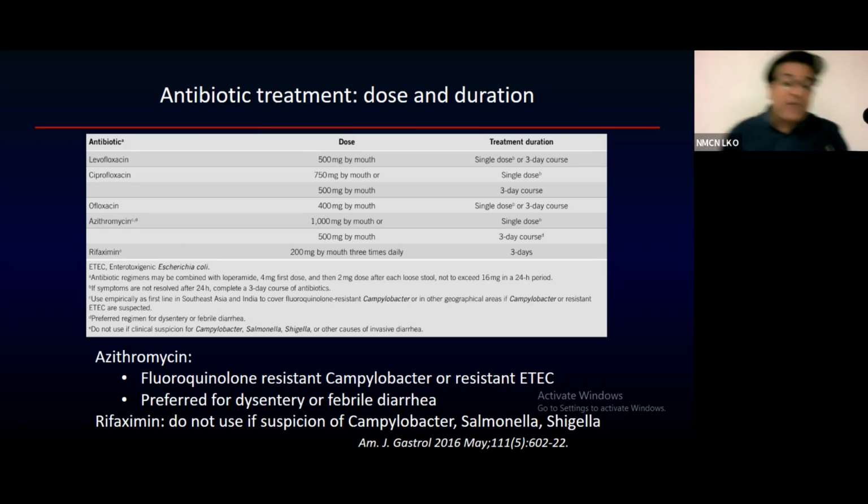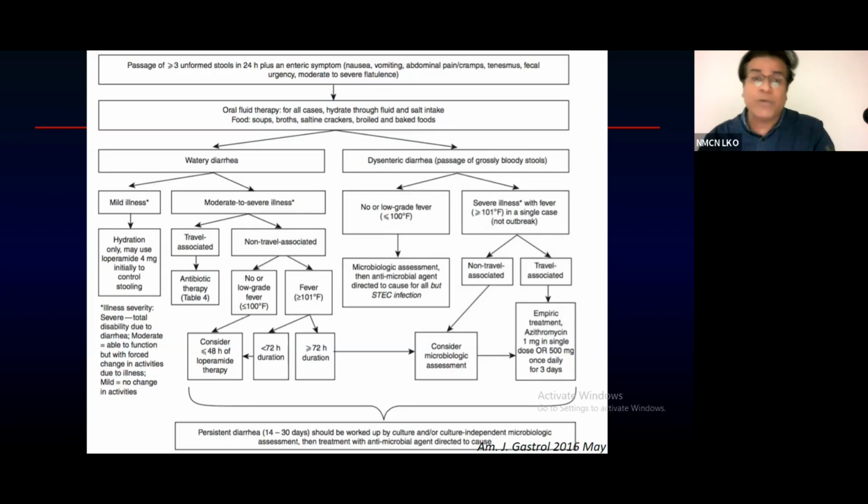Azithromycin is primarily for fluoroquinolone-resistant Campylobacter and preferred for dysentery or febrile diarrhea. Rifaximin, which is now one of the commonly used drugs, do not use if there is suspicion of Campylobacter, Salmonella, or Shigella. It is not effective in these scenarios. So again, as I have highlighted, either a single dose or a 3-day course is the one that you require.